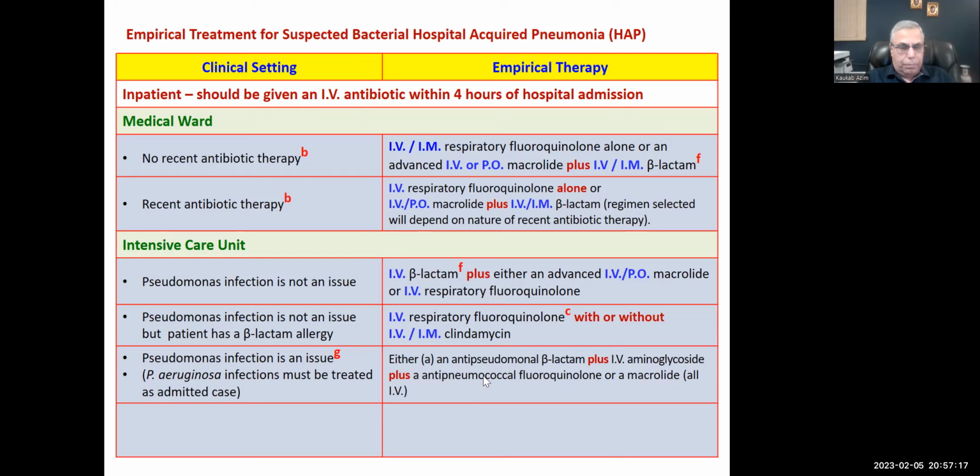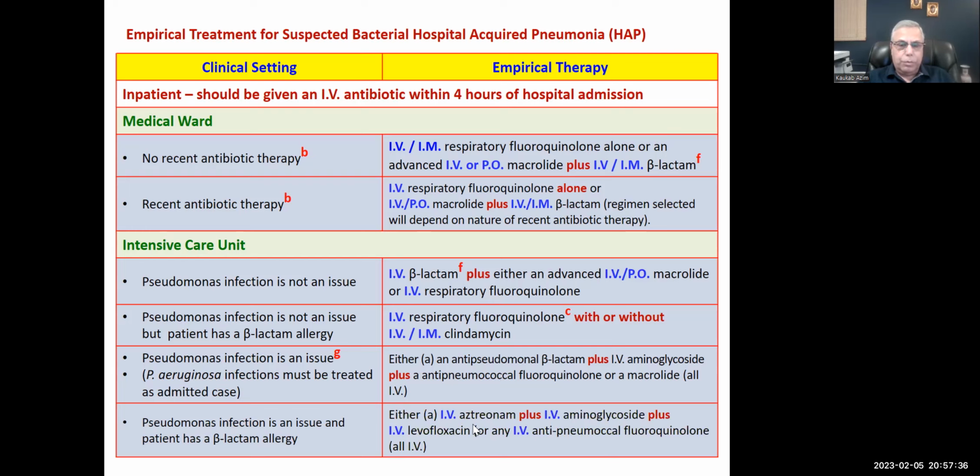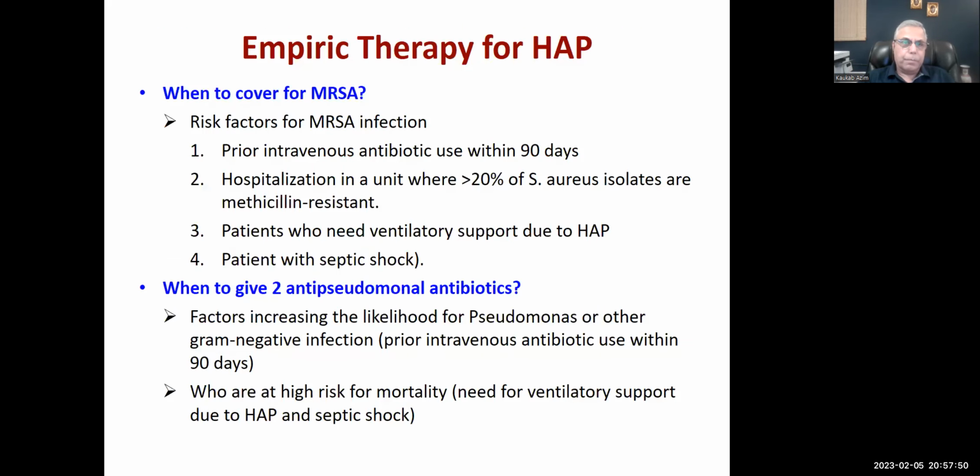So broader spectrum antibiotics. And now what you have is Pseudomonas infection as well as beta-lactam allergy. Okay, so over here, anti-pseudomonal penicillins or cephalosporins will not be given. So you go to aztreonam plus aminoglycoside plus IV levofloxacin, very aggressive treatment, all right? So not difficult, you read it a few times and you will remember it.